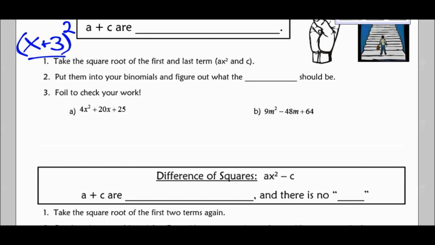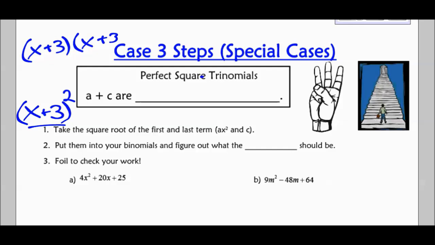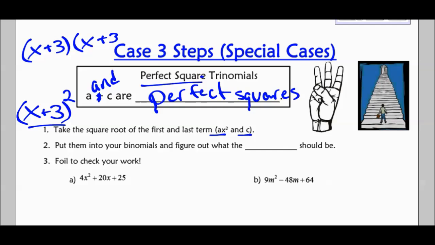I'm going to go through those examples. So a plus c, actually not a plus c, I don't think we'll go there. A and c are perfect squares. Actually, odds are a plus c is not going to be a perfect square. A and c separately are perfect squares. Take the square root of the first term and the square root of the second term. And that's basically just a shortcut to get to the answer of these quickly without having to do all of what we just did.